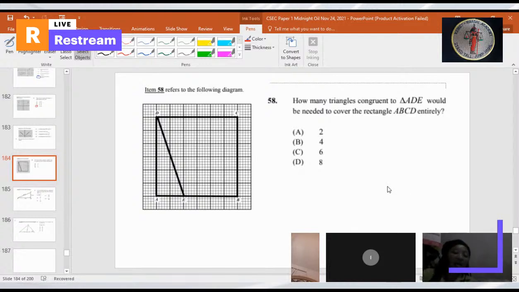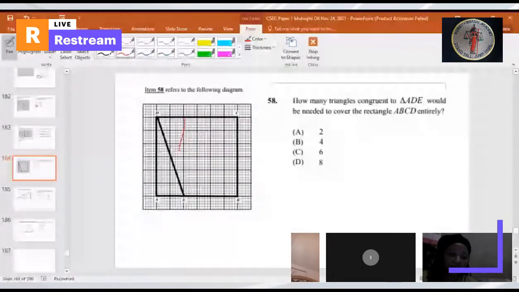58, item 58 refers to the following diagram. How many triangles congruent to ADE would be needed to cover the rectangle ABCD? So this is ADE and congruent triangles. So that would be one more. If we draw straight lines down, and we can cut those lines to get two more triangles each that are congruent.